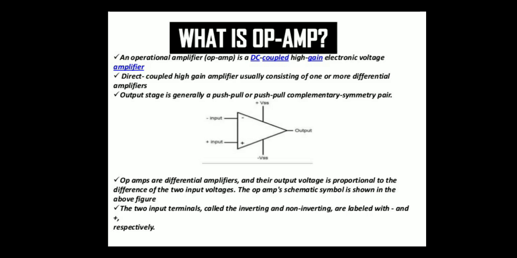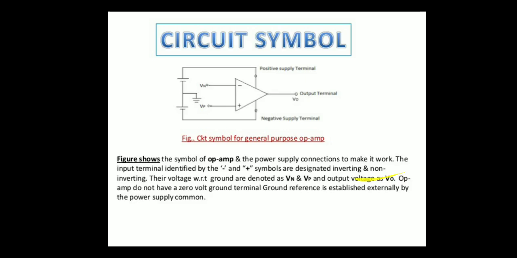We have two terminals, the inverting and the non-inverting terminals, labeled with the negative and positive signs. Circuit symbol: here we have the inverting and non-inverting terminals respectively labeled negative and positive. Here we have Vn and Vp as the input terminals with respect to ground, and the output terminal is denoted as V0.